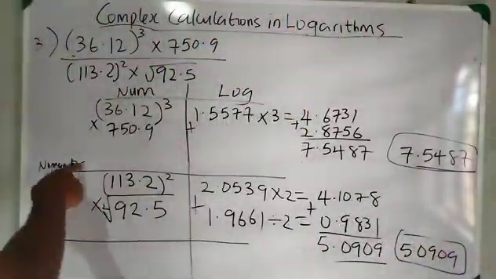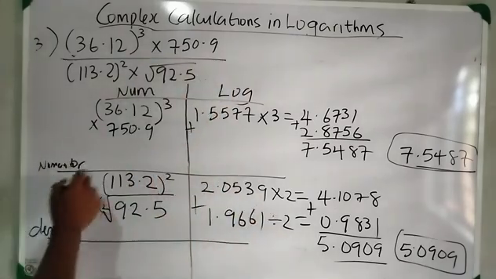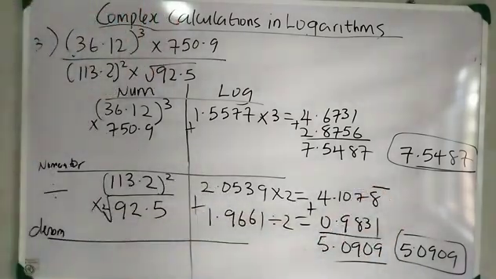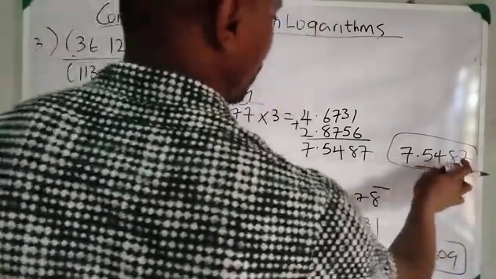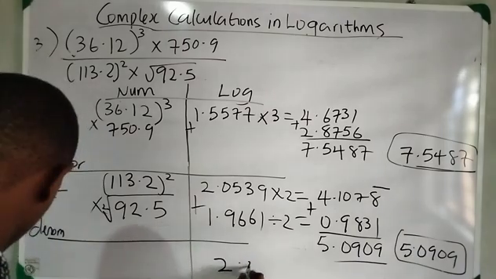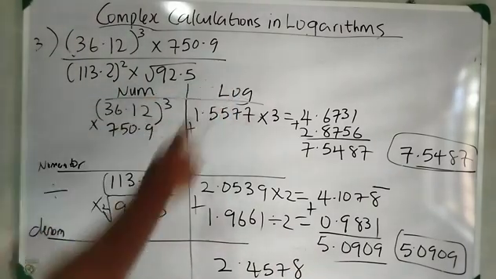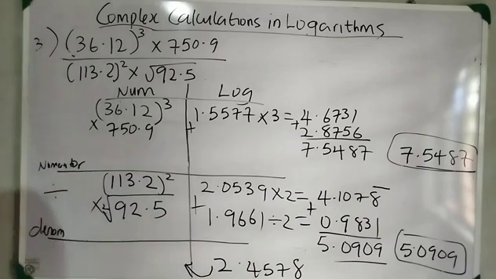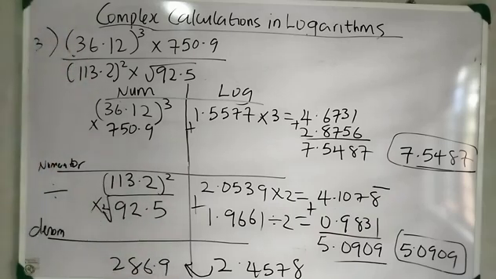So we've gotten the numerator and we've gotten the denominator. Now what are the two of them doing? The numerator, that is everything at the top, and everything at the bottom. They are dividing. So since they are dividing, their logarithms are going to subtract. So I'm going to subtract this denominator from this. That is 7.5487 minus 5.0909. When you subtract, you are going to have 2.4578. And that's your final answer in logarithms. Then you use your anti-logarithm table. When you convert this with the anti-logarithm table, you are going to have 286.9. That's your final answer as a number.